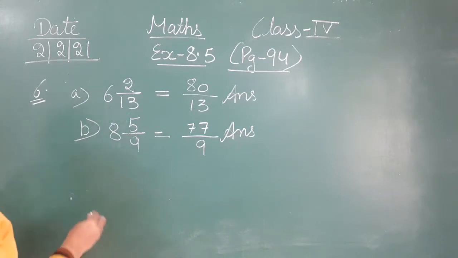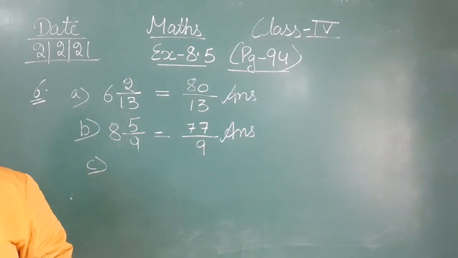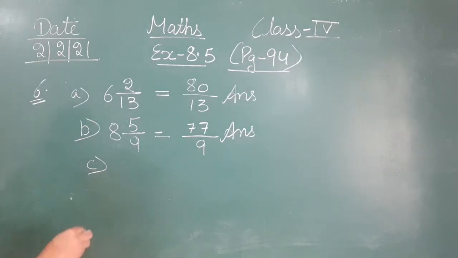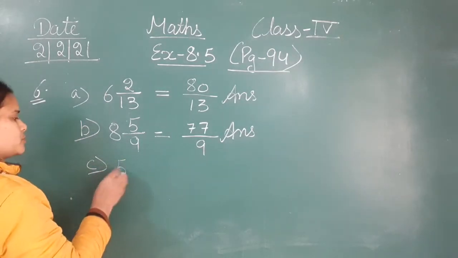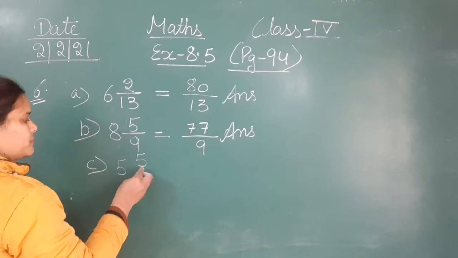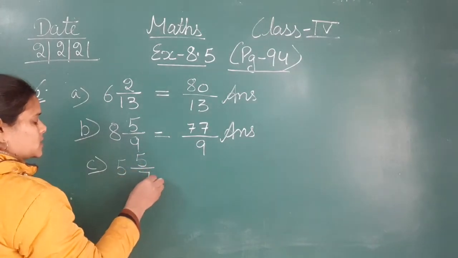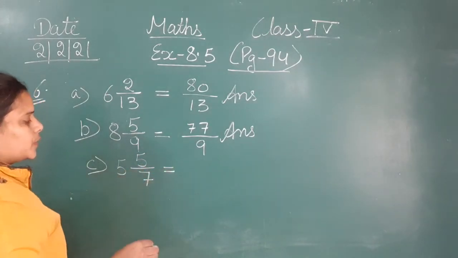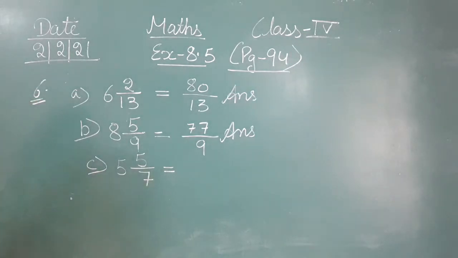Clear? Chaliye, C part. The C part is 5 is to 5 upon 7. Okay, so let's convert this given mixed fraction into improper fraction.